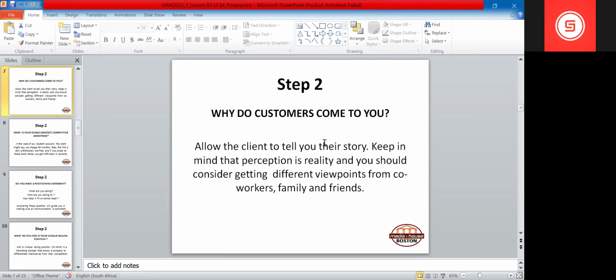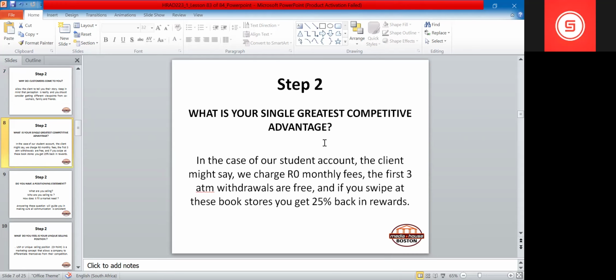Keep in mind that perception is reality, and so you should consider getting different viewpoints from coworkers, family, and friends as well. So looking at, let's say, a bank, you go and ask around, not just any old people. I get that family and friends are going to have a very particular opinion, which is good. They'll tell you straight, but you can't base everything on what your mother and your sister or your best friend says, right? You've got to look a little bit further and talk to, quote unquote, the man or woman on the street, and see what it is that they are saying around this particular product.